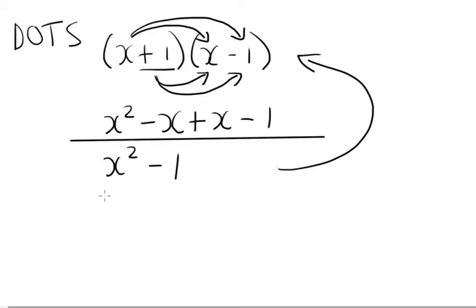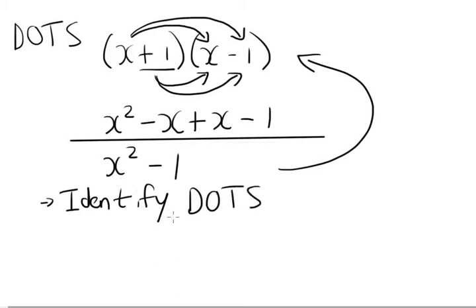So the first thing that we need to be able to do is identify the difference of two squares, DOTS. So we've got here x squared minus 1. So how do I identify when it's going to be difference of two squares? There's three things we're going to look at. The first thing, number one, is that there are two terms. So that's the first thing.